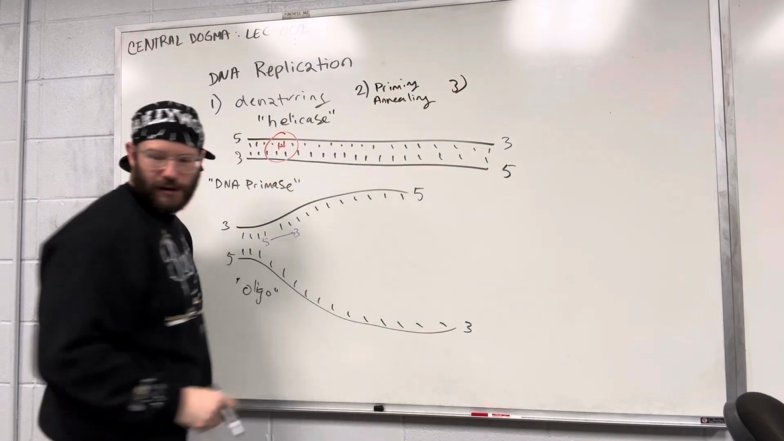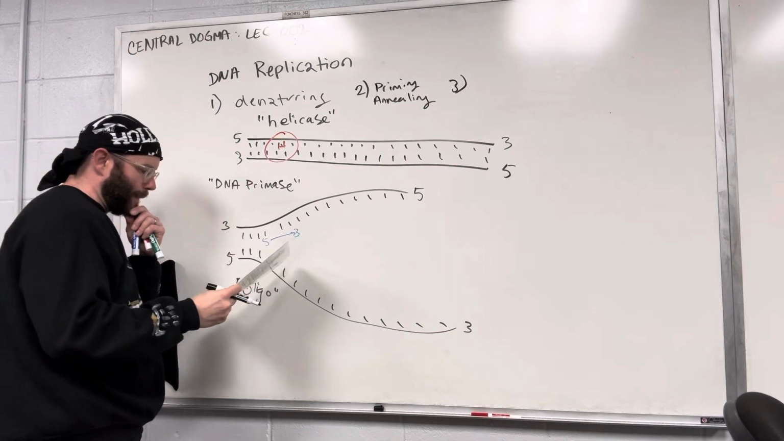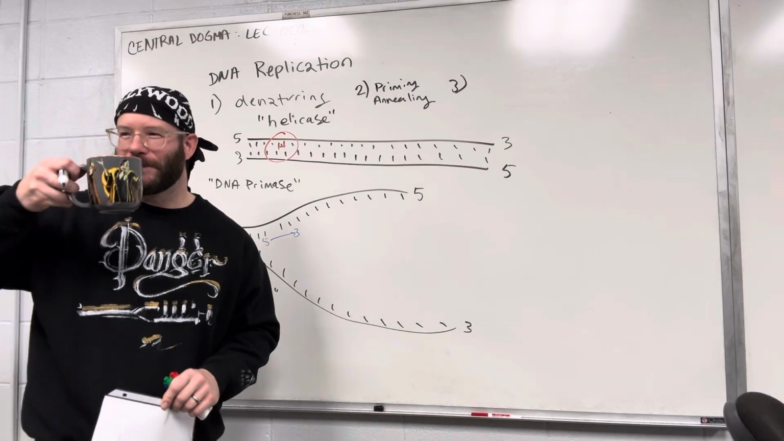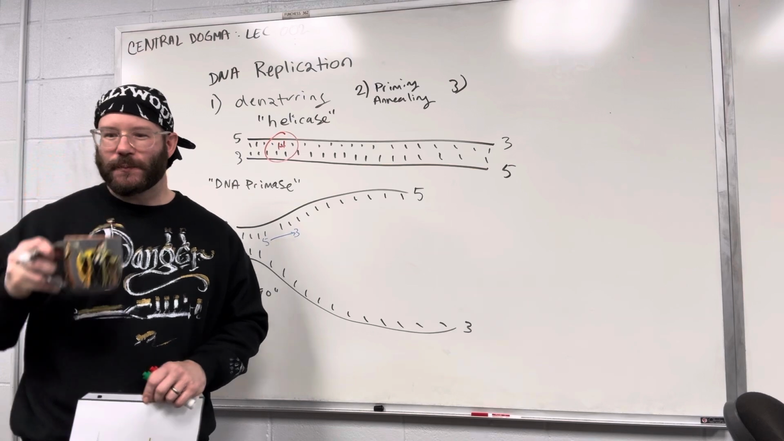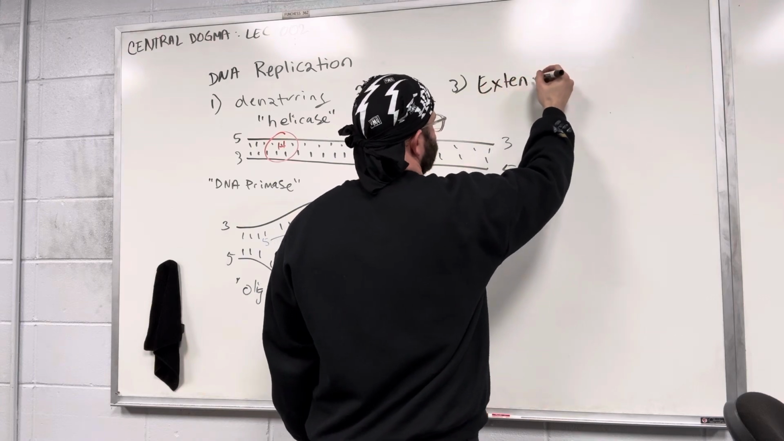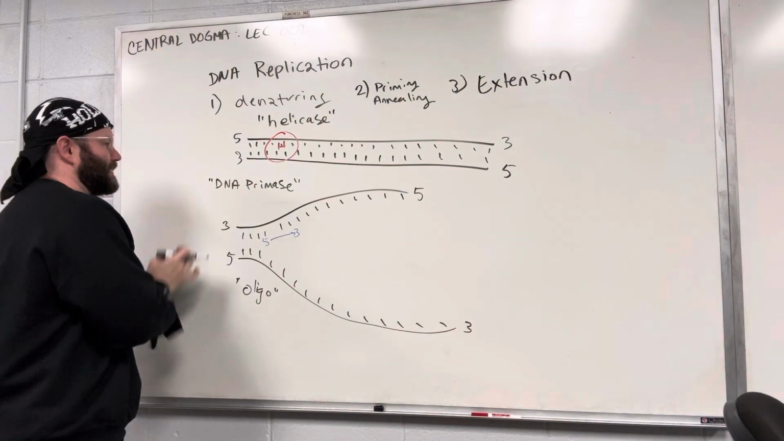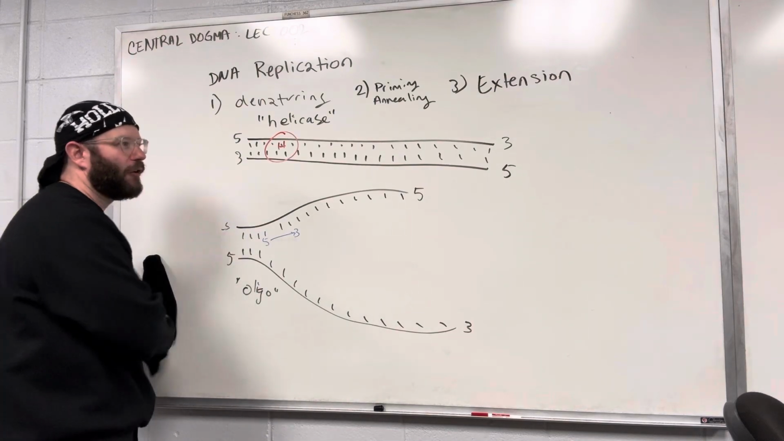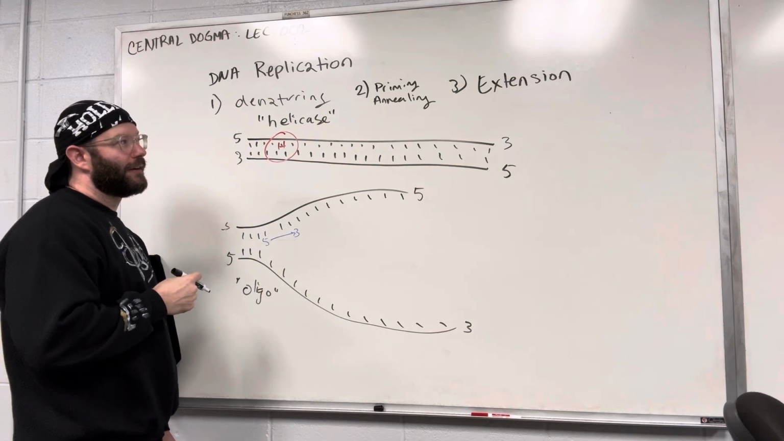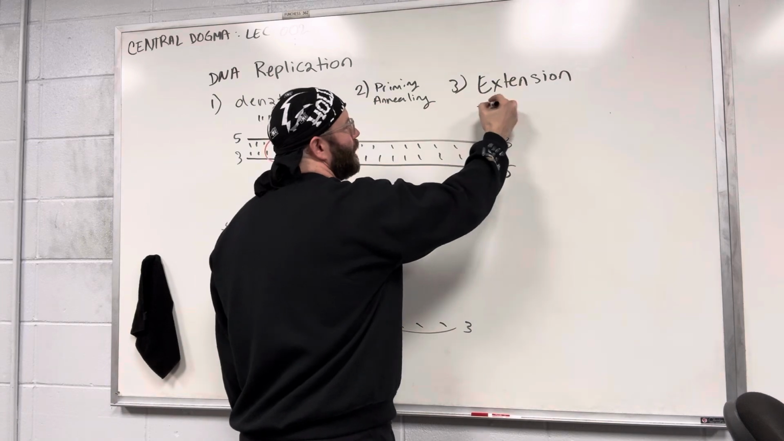What's the third step? Somebody said it before. Now's your big chance. Extension. Okay. What extends? What is the enzyme that does the extension? Remember, this is a good example of how proteins are the verbs in the cell. What's the protein that does the extension? Ligase. Nope, not ligase. Not there yet. DNA polymerase. Yeah, polymerase.